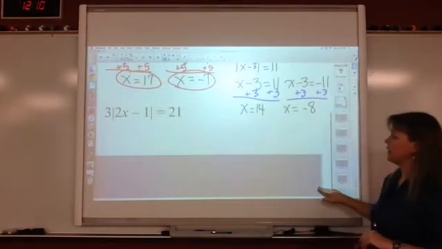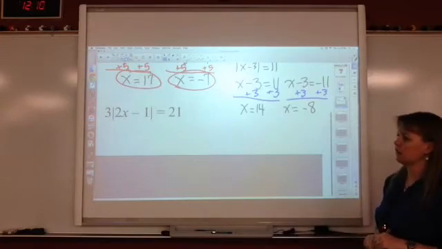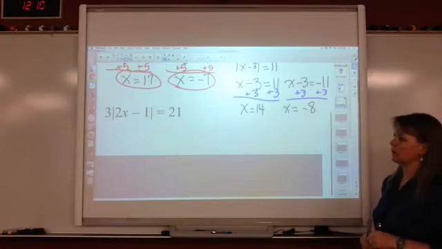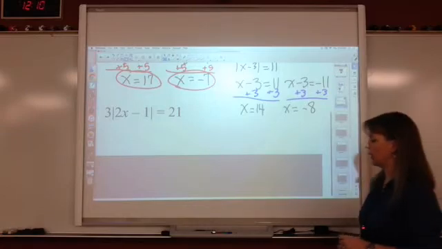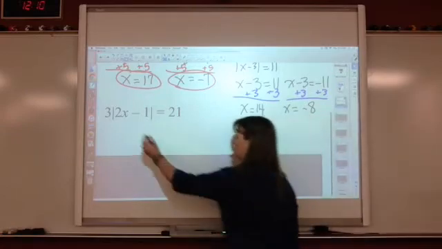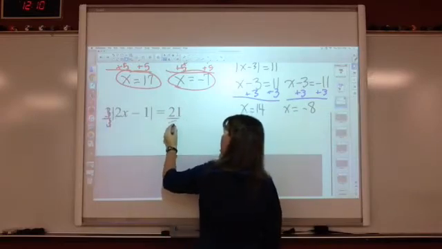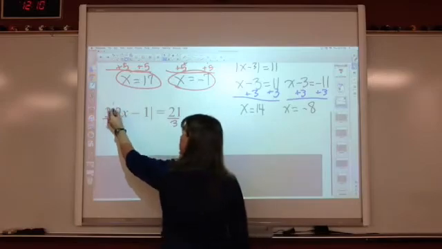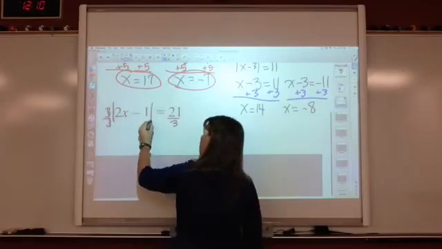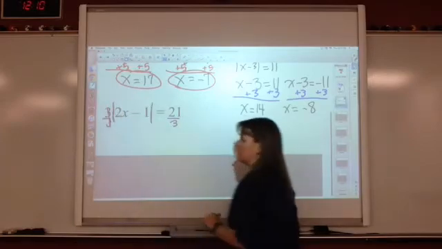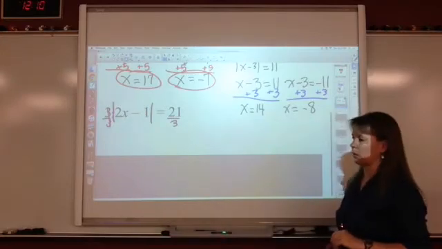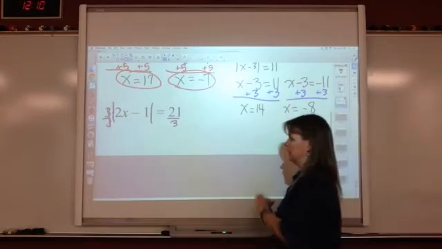Next one, same idea. You have to isolate the absolute value first before you know what the distance is. Go ahead and pause it. Take the time to write this problem down. But the first thing you're going to do is divide by 3 because it's 3 times the absolute value. These are jail bars. Nobody goes in, nobody goes out. Do not distribute that 3. Distributive property does not work with absolute value. Just get it out of there.